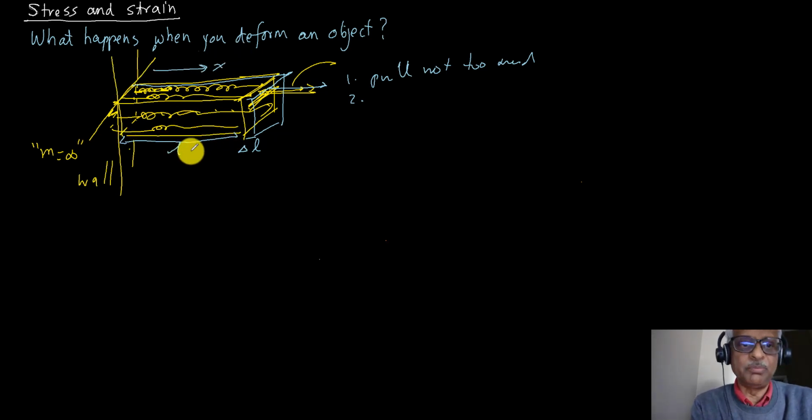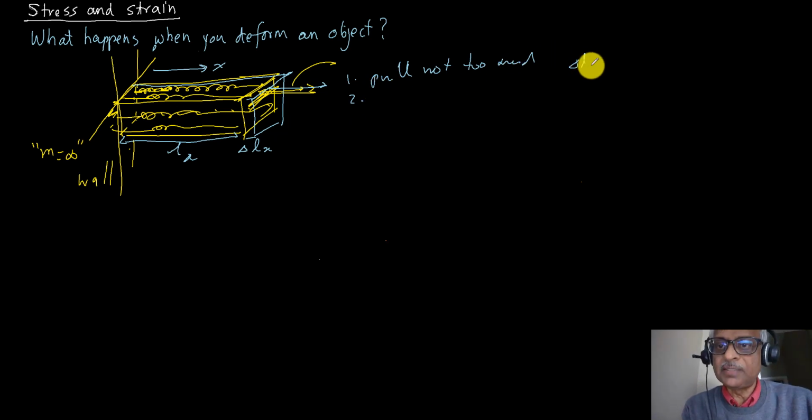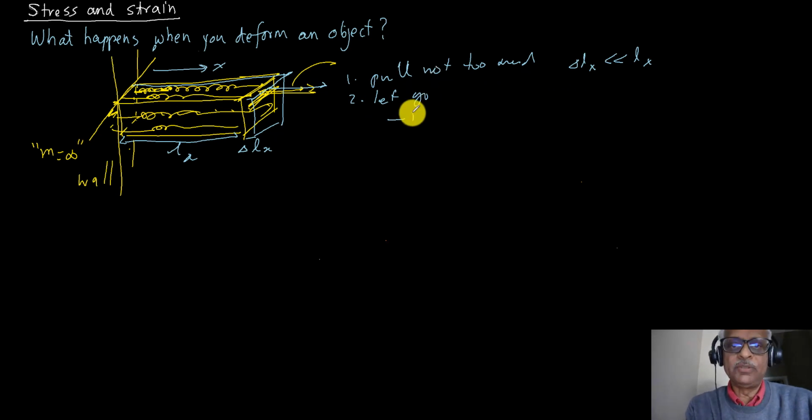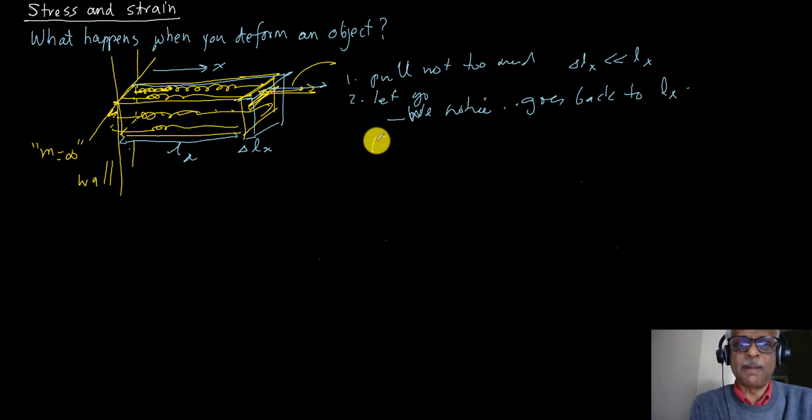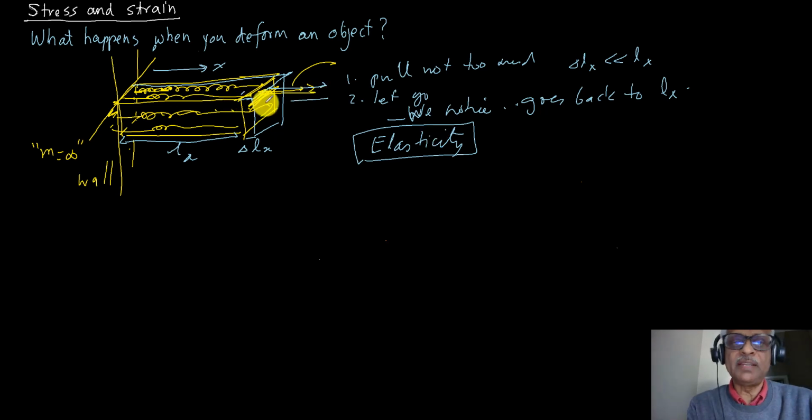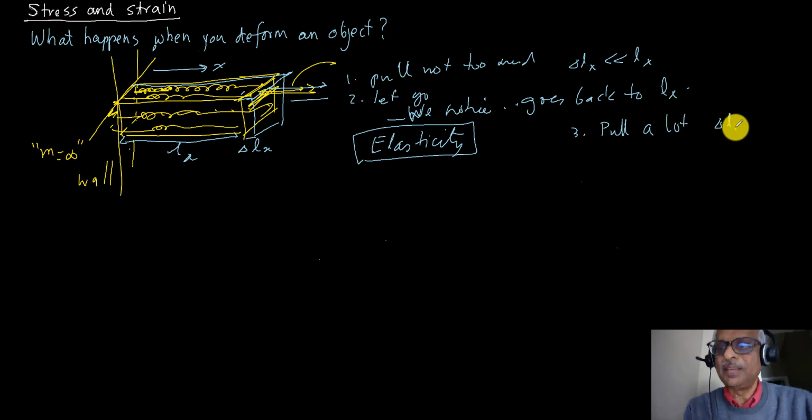So let's call this the X direction I'm going to pull. So Lx this side and delta Lx. I pull, so delta Lx is much smaller than Lx, a very tiny amount, and let go. We notice that it goes back to its original Lx. So this is called elasticity. This tendency is called elasticity. We say the material is elastic, but if I pull it a lot, it gets deformed. So we also notice that if I pull a lot, delta X not too small, then it gets deformed forever.